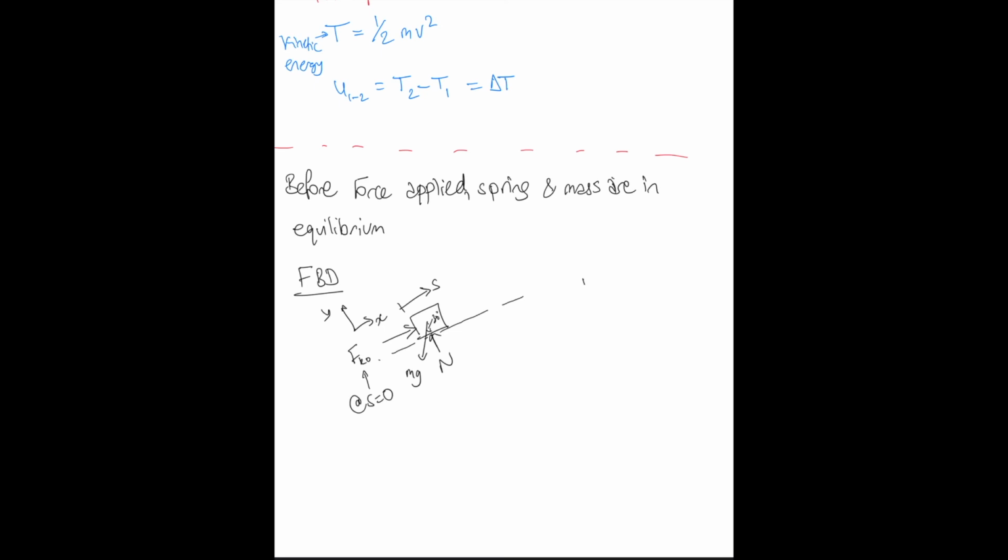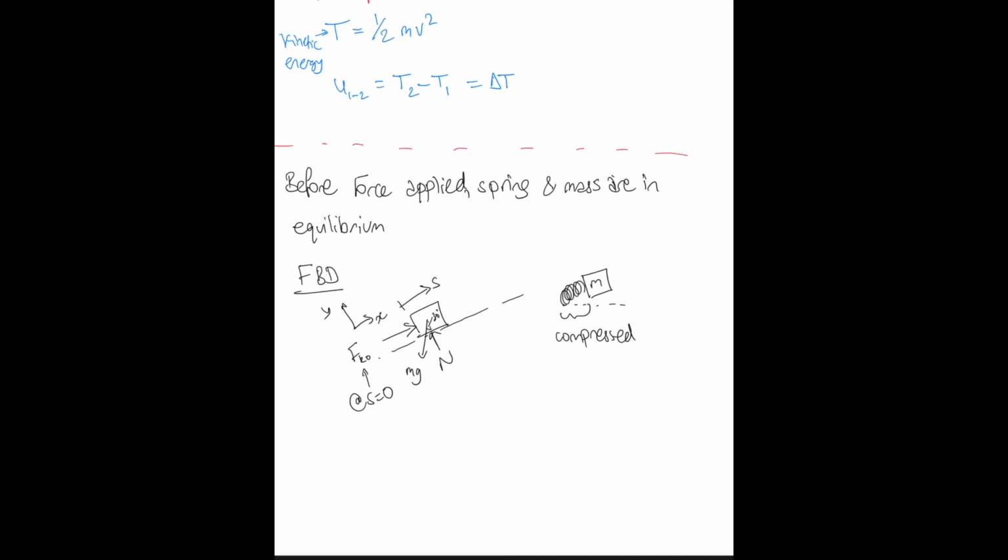So what's happening here is the mass is resting on the spring. So this means the spring is compressed. It's not in its relaxed state. It's in equilibrium, so v is equal to 0, and acceleration is equal to 0. However, the spring itself is storing some energy. So very important to remember that.